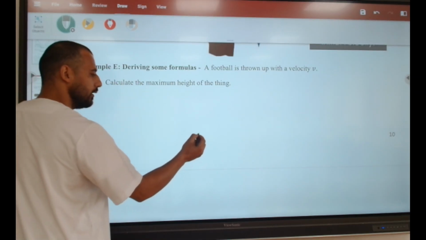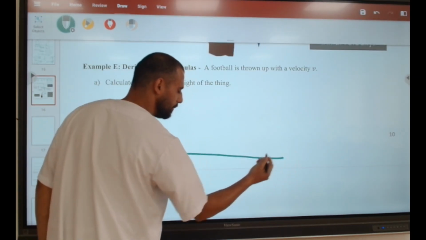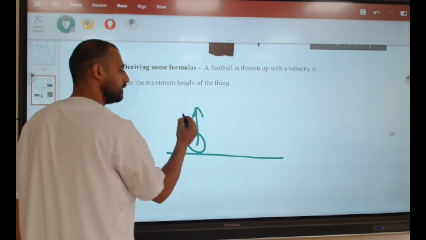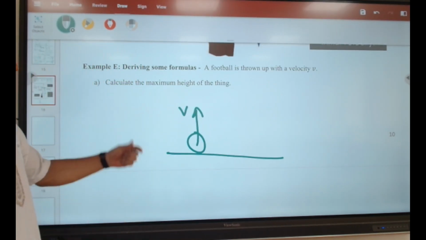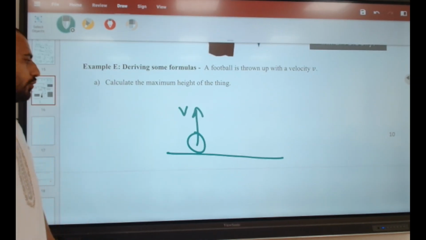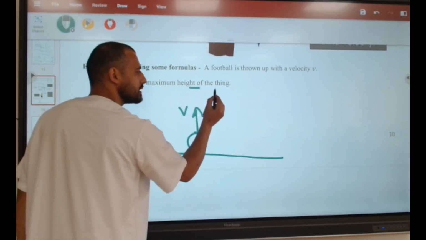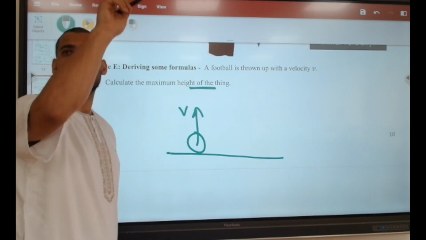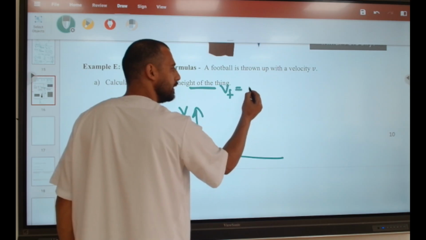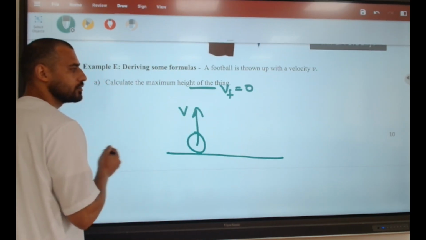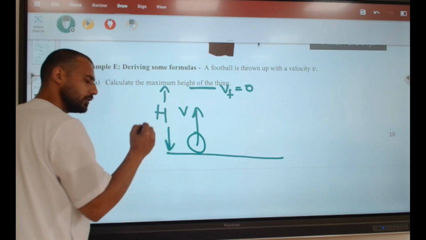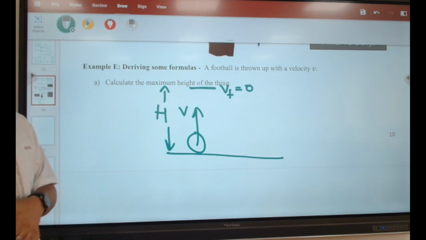Okay, there's a football. Say for example, this is the ground, this is the football, you're throwing it up with velocity v. What is the question? Calculate the maximum height. So when you throw it up, if it reaches this point, what will be the velocity at the top? 0. Very good. The final velocity will be 0. So the height that it covers, let it be h. Now try to solve it.